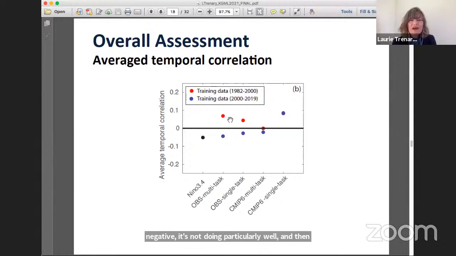And then if we look at the observation trained models, they also show a great deal of sensitivity to the training period, as does the CMIP6 multitask. And in fact, the most robust and best performing model was actually the CMIP6 trained single task models. For that reason, we'll focus the rest of this presentation on this particular model. And for comparison, we'll compare it with the same single task model derived from observations.